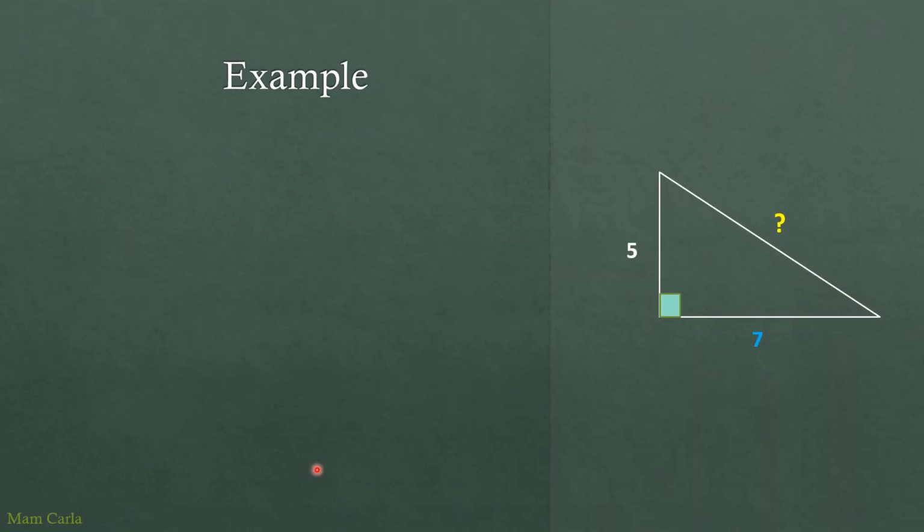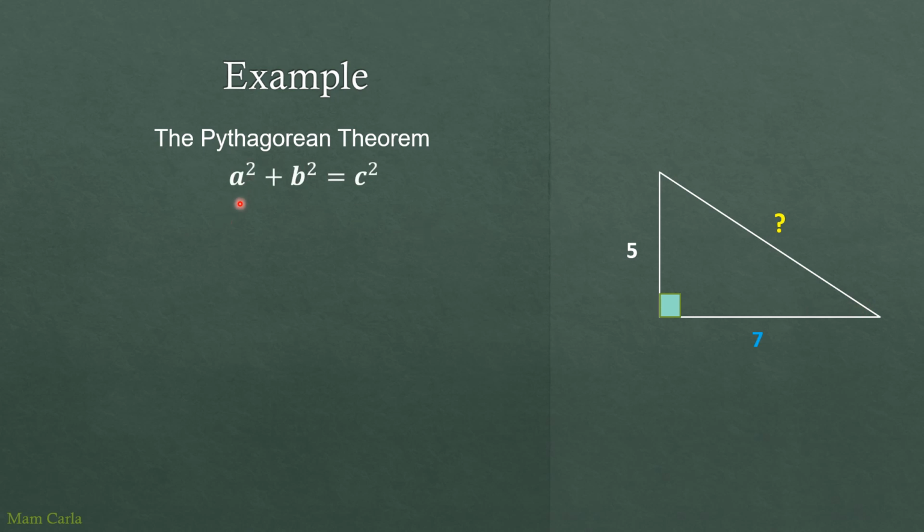Let us have this example. Let us find the missing side. What is the length of the missing side? Using the Pythagorean theorem, we know that the longest side is the hypotenuse, or C. So we have the formula A squared plus B squared equals C squared. Substituting 5 for A and 7 for B, we have 5 squared plus 7 squared equals C squared. The square of 5 is 25. The square of 7 is 49. Adding 25 plus 49, we have 74 equals C squared.